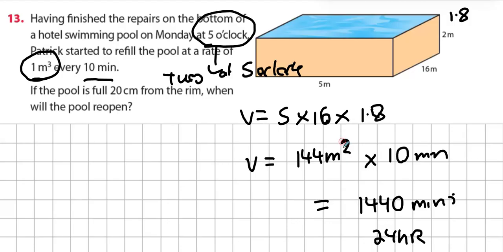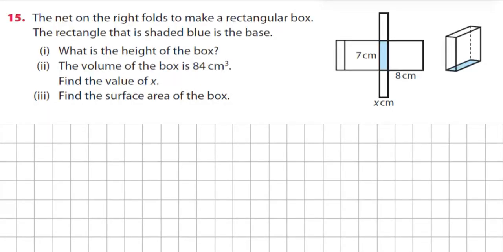It's 144 meters cubed, not squared. The rest of the calculation is still good though. Is that all right? Good man. Now, all right.